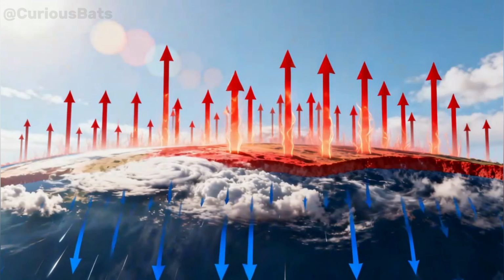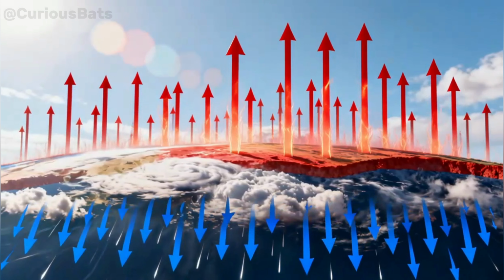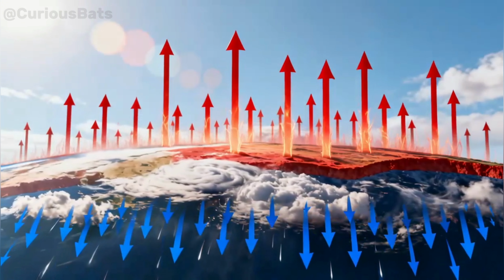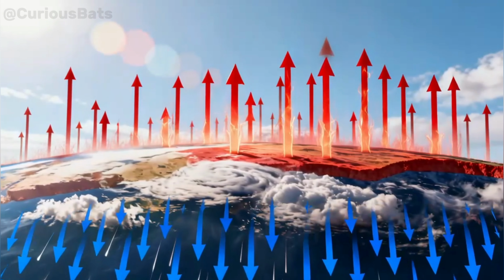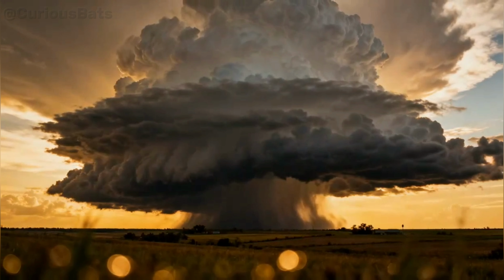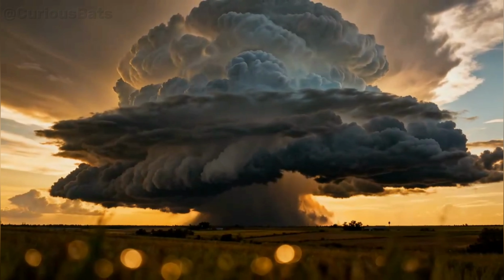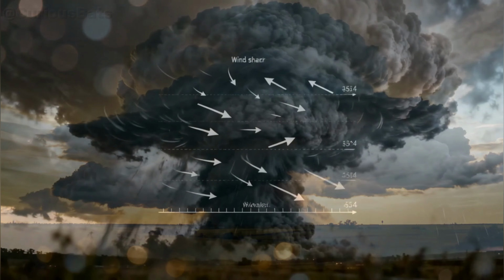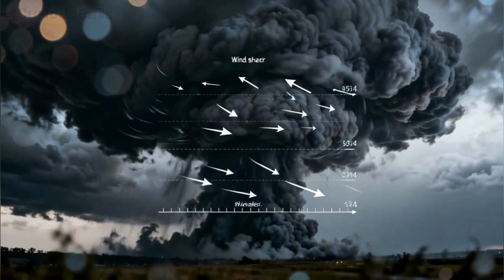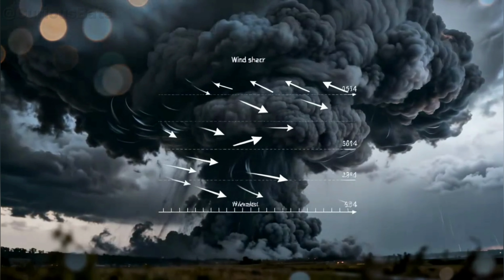When these two air masses meet, strong atmospheric instability forms. Warm air, being lighter, begins to rise rapidly. This vertical movement is the first step in the creation of intense storms, known as supercell thunderstorms. These are the type of storms most commonly associated with tornado formation.